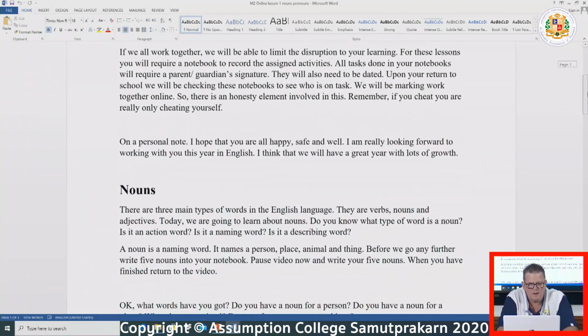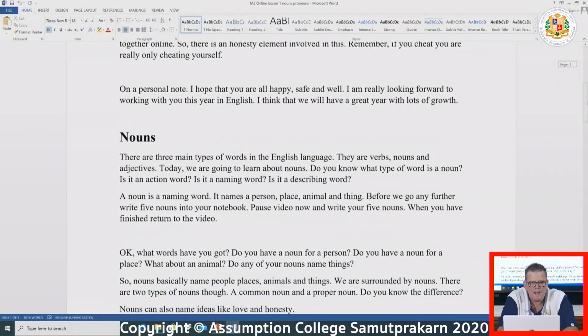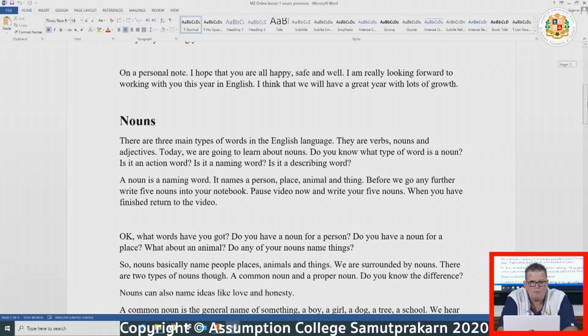On a personal note, I hope that you're all happy, safe and well. I am really looking forward to working with you in English this year. I think that we will have a great year with lots of growth.